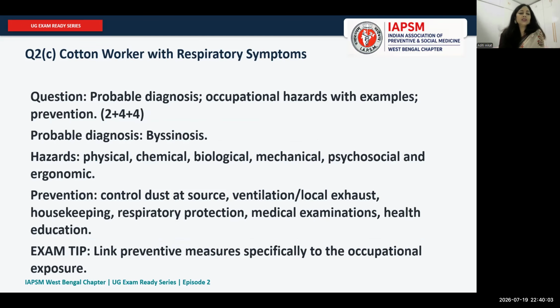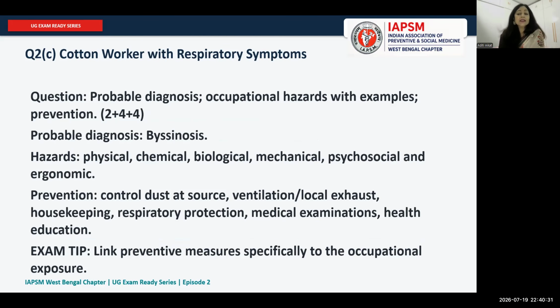We also had a question regarding the cotton workers with respiratory symptoms, where the probable diagnosis was asked and occupational hazards with examples and prevention were also part of the question. When we mention cotton, the probable diagnosis, of course, points towards byssinosis.